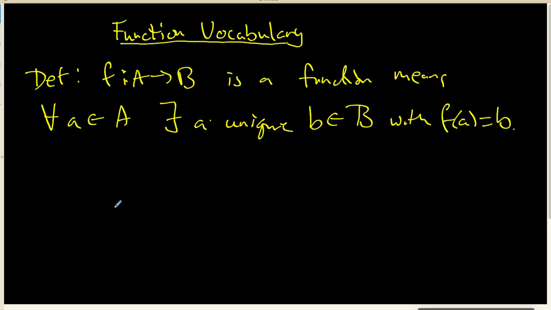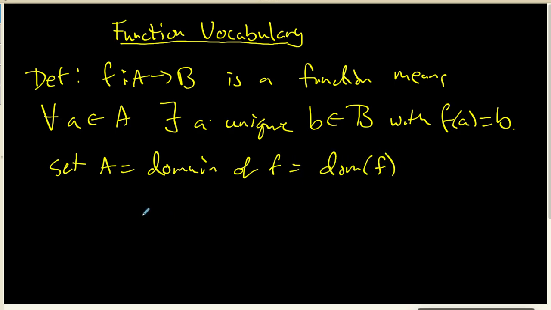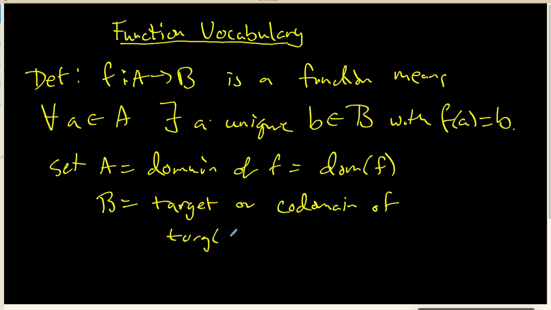It's important to realize that there's a lot of vocabulary associated with a function, and I want to go through that briefly because none of this is new to you. The set A is called the domain of the function, sometimes written as domain of f. The set B is either called the target set or the codomain of f, and it can be written as target of f or codomain of f.